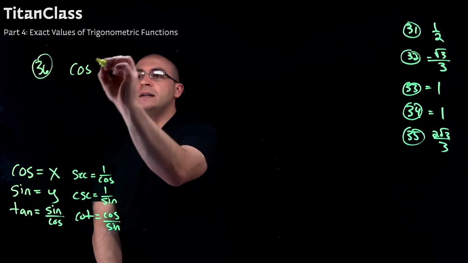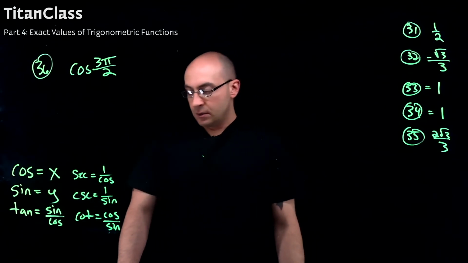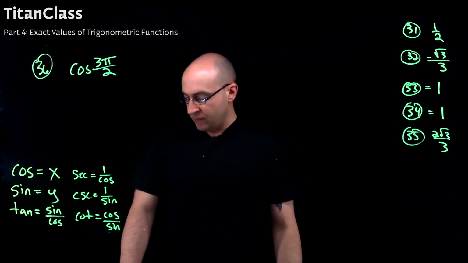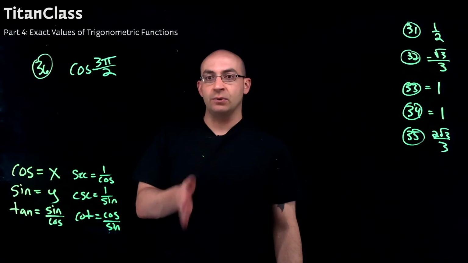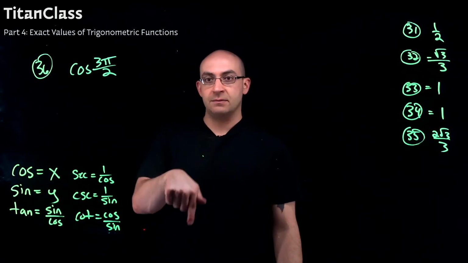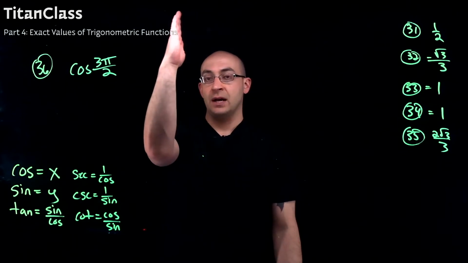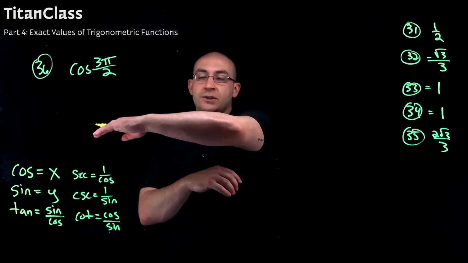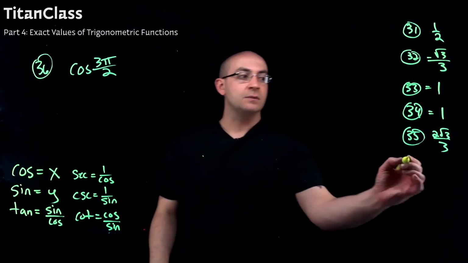36 is cosine of 3 pi over 2. I'm trying not to give away how easy this is. Well, the 3 pi over 2 value, my cosine value is 0. Because 3 pi over 2 is my 270-degree angle, which is straight down, right? So 0 pi over 2, 1 pi over 2, 2 pi over 2, 3 pi over 2. The x value at this is 0. So 36 is 0.